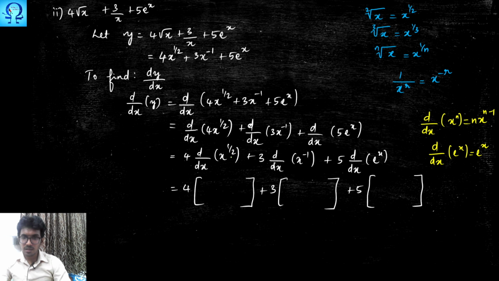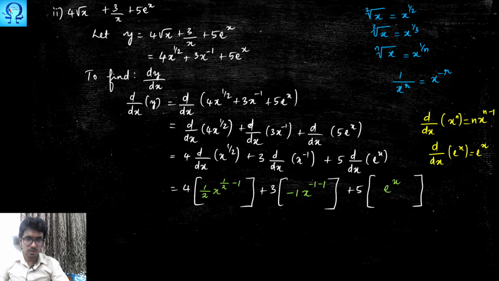In the place of n we have 1 upon 2, right? So it is going to be 1 upon 2 x power 1 upon 2 minus 1. Here we have minus 1, so minus 1 x power minus 1 minus 1. Whatever is there in the power, that we have to consider as n, and from that n we have to subtract 1. And this is simply going to be e power x.